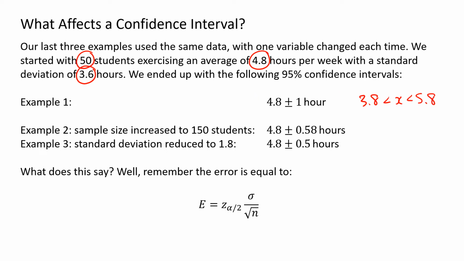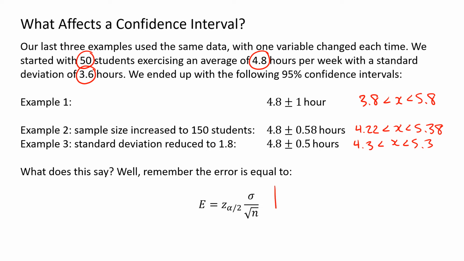If the sample size increased, remember in this case, we got 4.22 is less than x, which is less than 5.38. So that's just adding or subtracting our error. And for our third example, where we reduced the standard deviation in half, we went even lower. 4.3 is less than x is less than 5.3 because our error went down from 1 hour to 0.58 to 0.5. So what does this say?